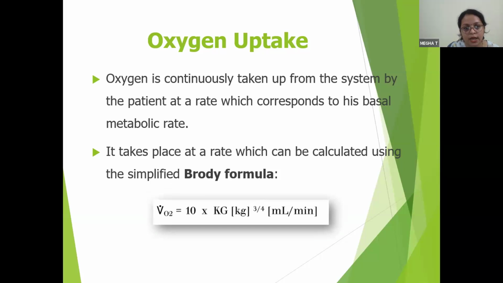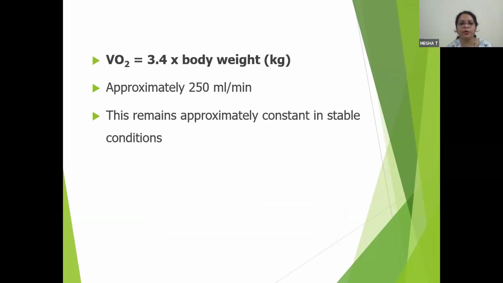Uptake of oxygen is 10 into the weight of the patient to the power of 3/4. A simplified Brody's formula is uptake of oxygen equals 3.4 into body weight. So roughly, for a 60 kg patient, around 240 ml, so approximately 250 ml per minute of oxygen is taken up. This remains approximately constant throughout in stable conditions, unless the patient is hypermetabolic, or has a low cardiac output status, in which case it can come down. Otherwise, approximately 250 ml per minute is taken up by the patient.